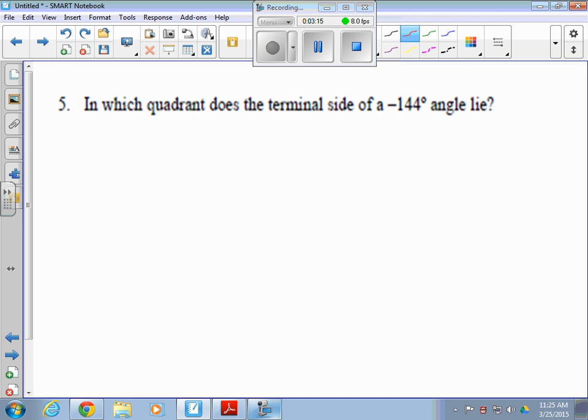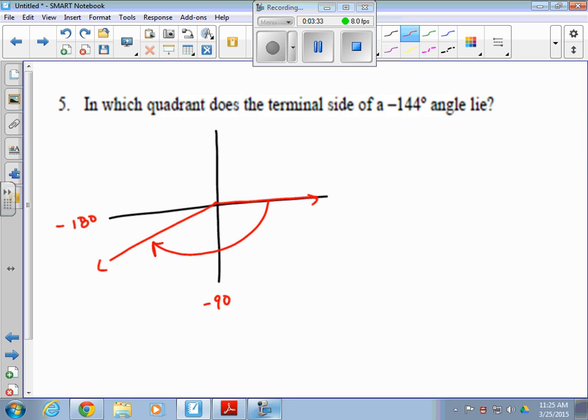Number 5 says, in which quadrant does the terminal side of negative 144 lie? So again, it starts here. Negative means it opens going down, or clockwise. You know this is negative 180, so we're not going to go that far. This is negative 90, so it's going to be somewhere here. It's negative 144, so that's quadrant 1 here, 2, and this is quadrant 3 is where it ends.